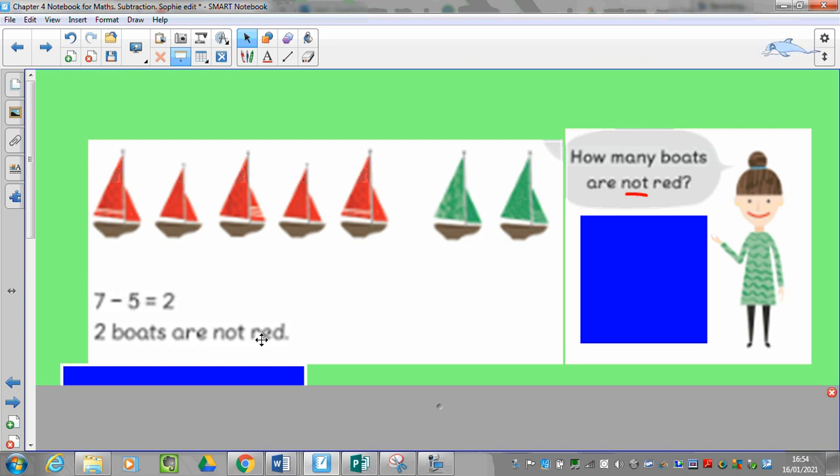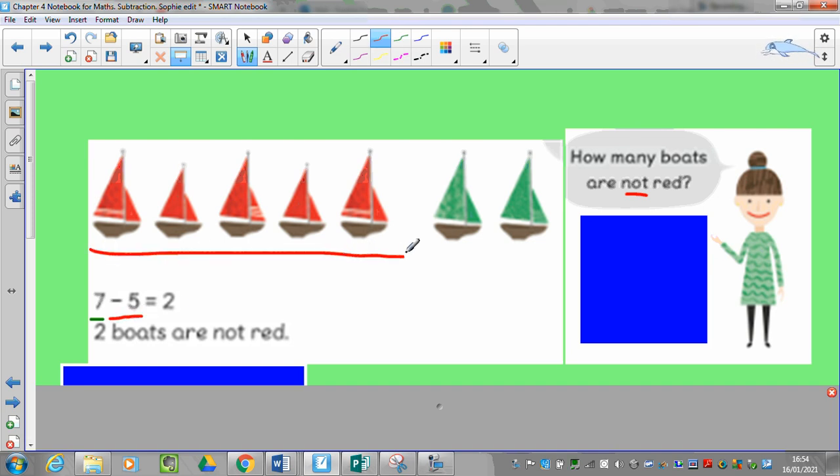2 boats are not red. Now we could cross out all the boats that are not red. 1, 2, and find out that the answer is 2. However, today we are using our number bonds. We're not using our crossing out method. We're using our number bonds, and it's telling me that 7 is my whole number, and I'm subtracting 5. So I'm subtracting all of these, and then I am left with 2. Now I've done this a bit backwards.